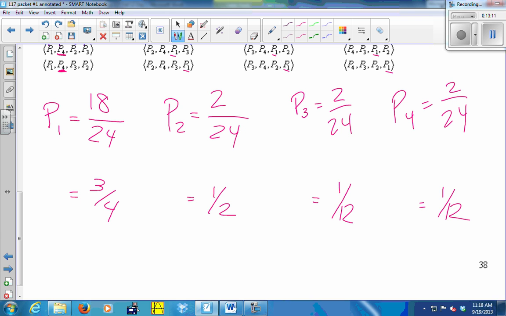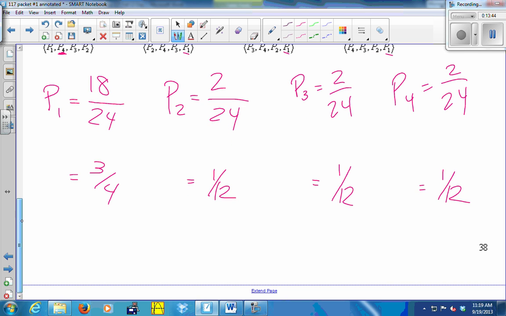But again, same as with Banzhaf, it's helpful to write them in unreduced form, because when you add them all up, what should you get? 24 over 24 for 100% of the power. So 18 and 2 is 20, and 2 is 22, and 2 is 24, so we know we didn't make a mistake. Well, we still might have made a mistake, but that's just an encouraging sign. We didn't make a big mistake.